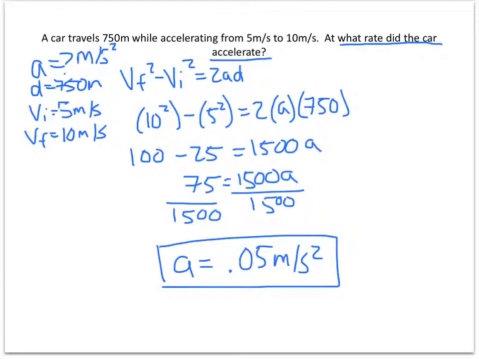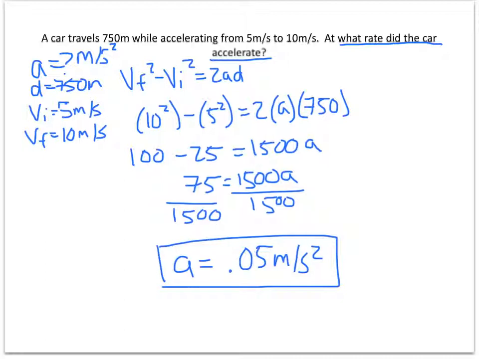Now that looks kind of small. I've been dealing with larger numbers throughout this whole thing: 750 meters, 5 and 10 meters per second for velocities. To have an acceleration that's 0.05 meters per second squared, that doesn't seem like the correct answer. However, if I look through my math, I have 10 squared, I have 5 squared, I have 2 times 750, I have 100 minus 25, 1500. Everything checks out for this to be the correct answer.